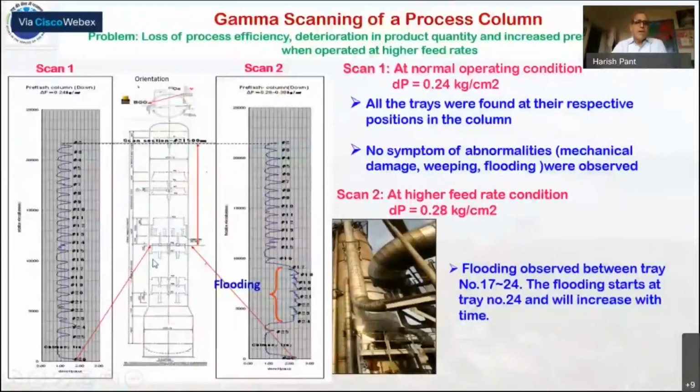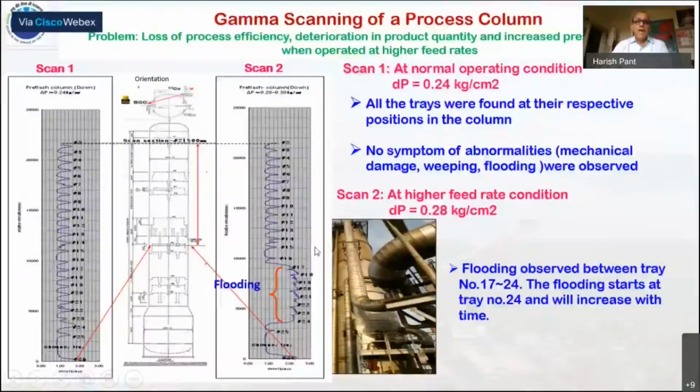We had carried out one gamma scanning in one of the columns here, and this is the normal scan. You can see that it has a very nice pattern here. It means everything is intact inside the column. All the trays are at their respective position. There is no flooding, no malfunctioning inside. But the company increased the flow rate of the liquid, actually the process material, because they wanted to step up the production. And after stepping up the production, some malfunctioning took place because the quality of the product was not up to the mark.